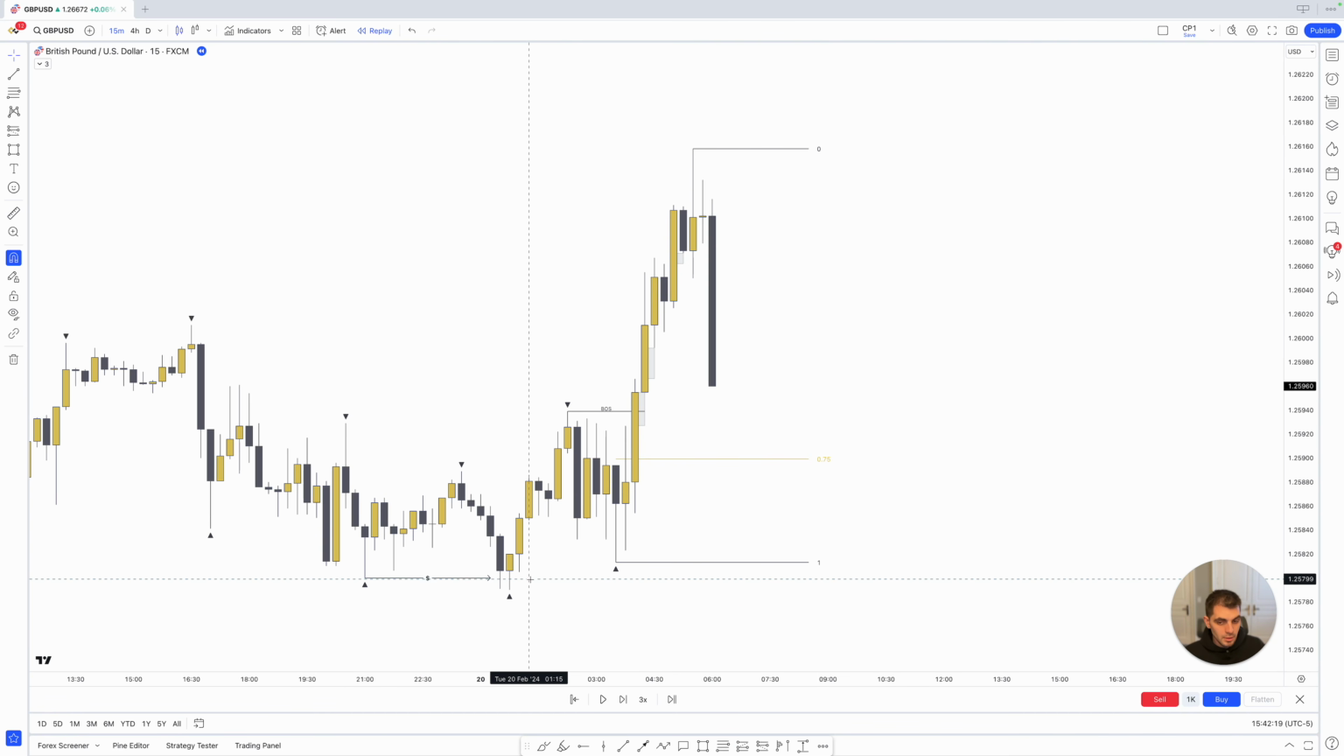I've identified a liquidity sweep. I've identified that there's a break of structure to the upside. And now I'm waiting for price to get back down to those discounted levels so that I can be a buyer. Now, let me double click this Fibonacci tool because it's not the average Fibonacci tool.